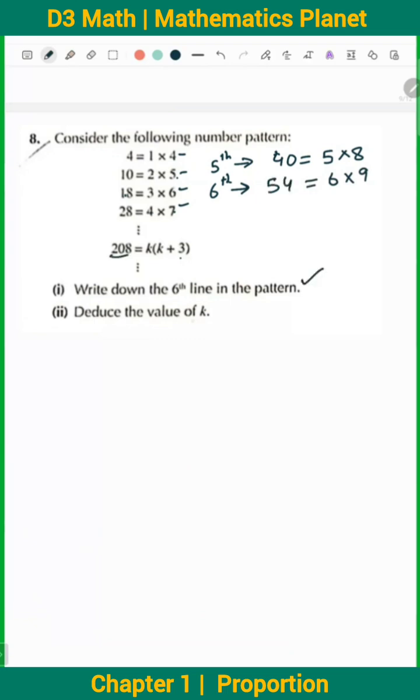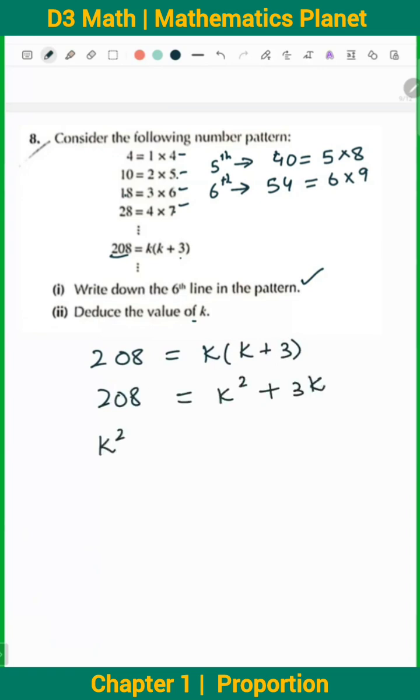Now the second part is find the value of k. So 208 is equal to k times k plus 3. So 208 is equal to k square plus 3k. So k square plus 3k minus 208 is equal to 0. So everyone knows the middle term breaking formula. So let's find the factors.